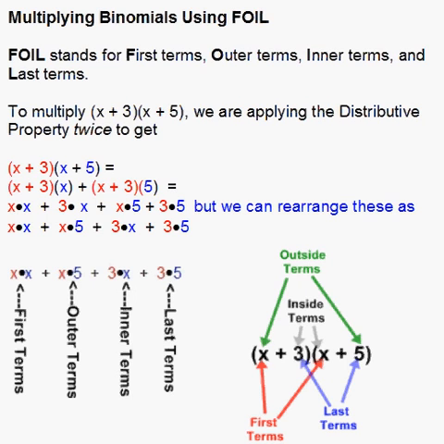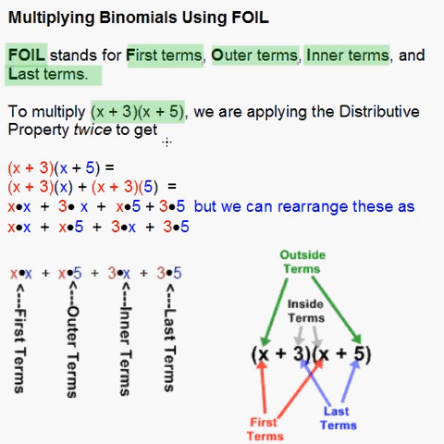We're going to look at multiplying binomials using the FOIL acronym. FOIL stands for first terms, outer terms, inner terms, and last terms. And to show how we use this acronym FOIL, we're going to multiply out x plus 3 times x plus 5.